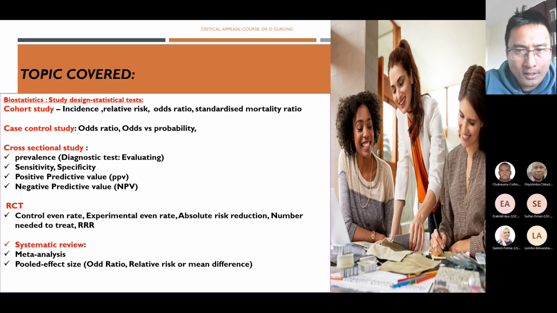It's also good to know each of the individual topics. For example, in the question they will ask, which study is good for studying incidence? Which study would you choose?